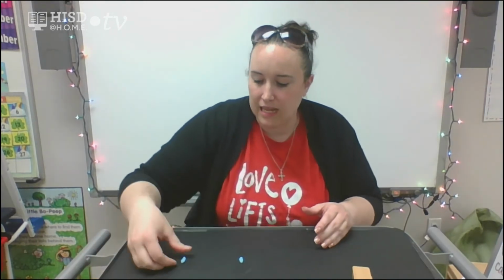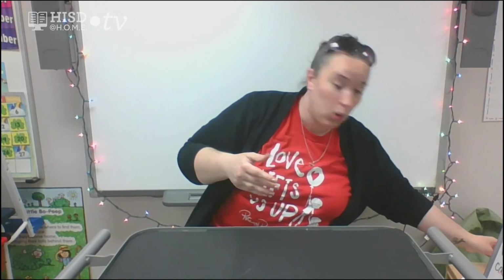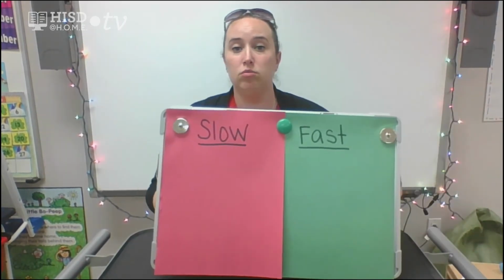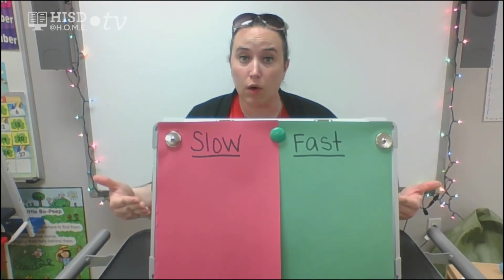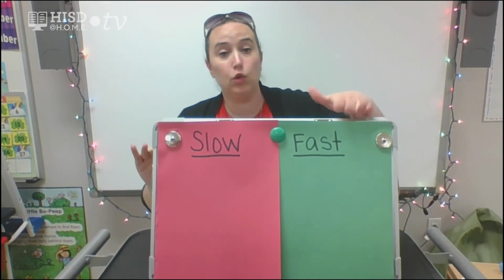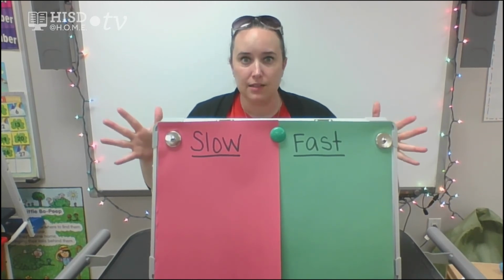So fun. All right, so now that we've done that, I want to take a look at a couple of different objects and decide whether they move fast or slow, okay? So remember, we're talking about fast or slow. Here we go. So I have this little stand, okay? My red side is slow. My green side means fast, okay?